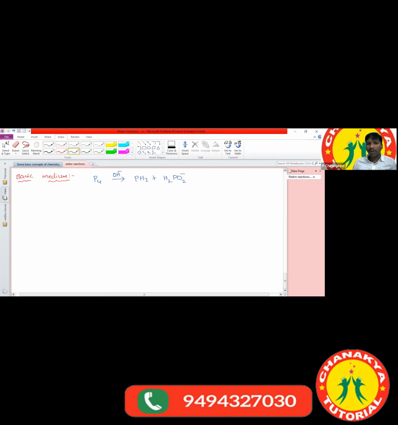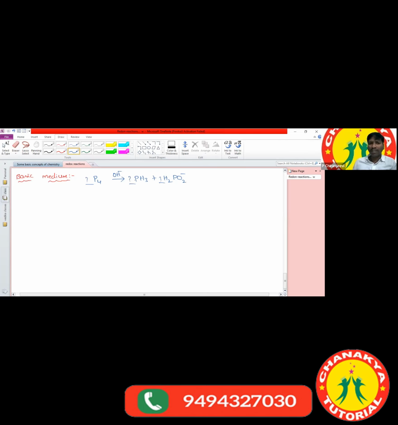What are the stoichiometric coefficients? Once we check, how can we find them out? By balancing the equation. So they're asking for the balancing of the equation: how many moles of PH3 are going to be formed, how many moles of H2PO2 minus are going to be formed, and how many moles of P4 you are taking. So this we are going to balance in a basic medium.